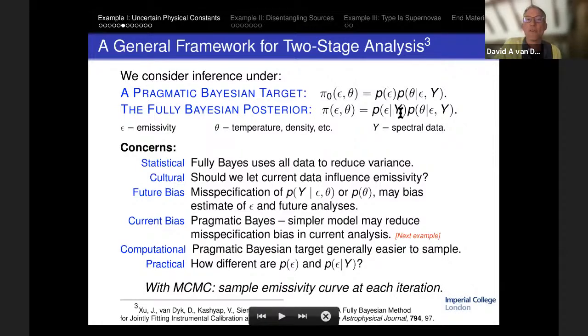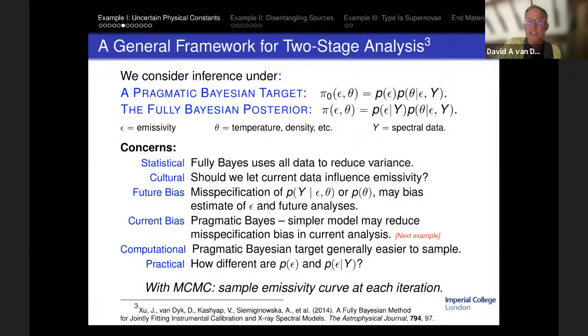And the pragmatic approach is exactly the same, except that it replaces the posterior distribution of the emissivity here with the prior distribution. So what that means is that the uncertainty in the emissivity is not going to be affected by the spectra that I'm using in my current analysis. I'm going to let the atomic physicists tell me about the uncertainty in the emissivity.